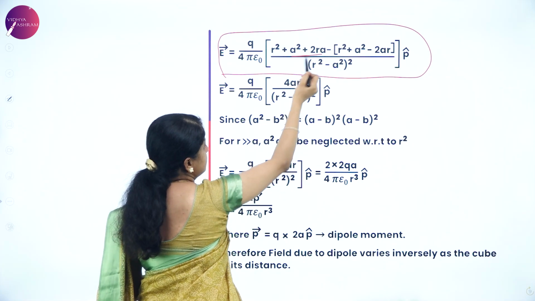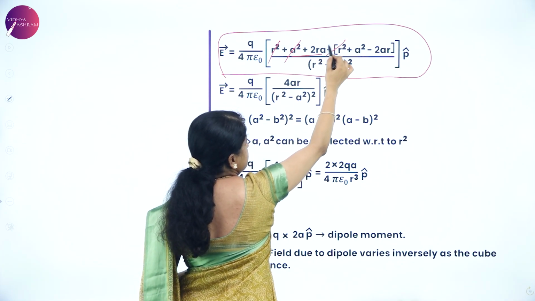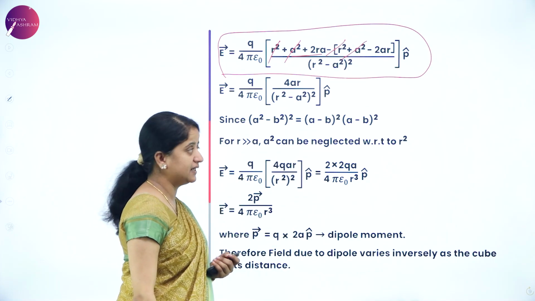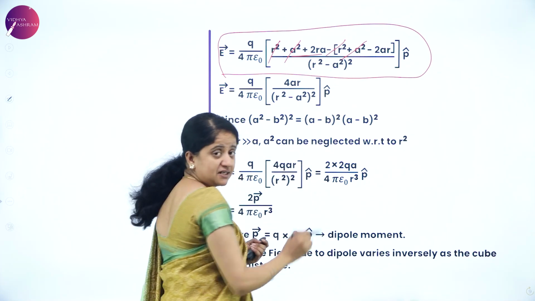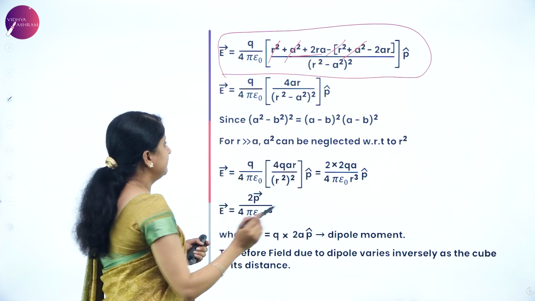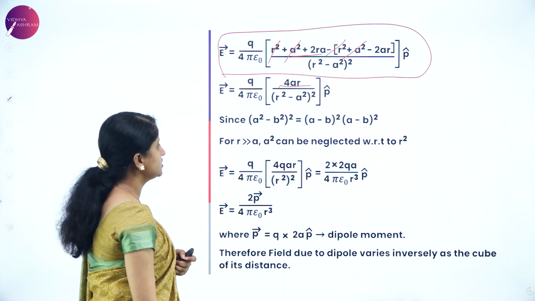So now this minus r square plus r square will get cancelled, plus a square into minus will be minus a square will get cancelled, and we remain with 2ra, minus into minus will be plus 2ar. When we add that, we will get 4ar divided by (r square minus a square) the whole square into p cap.